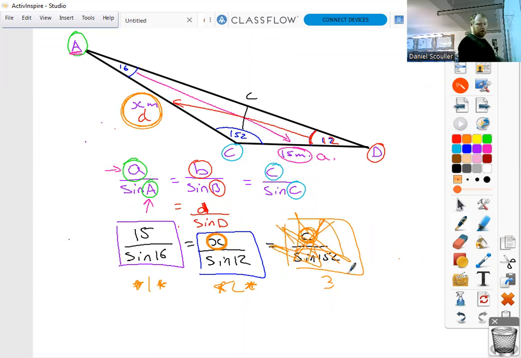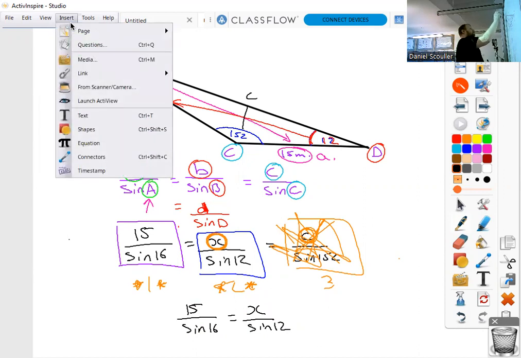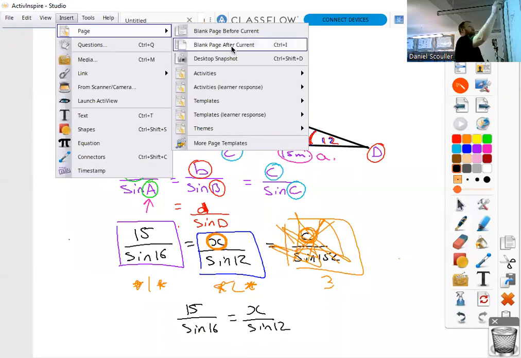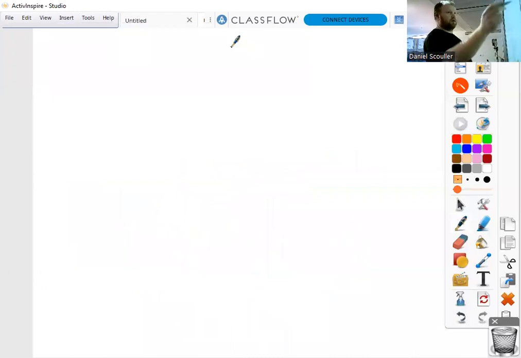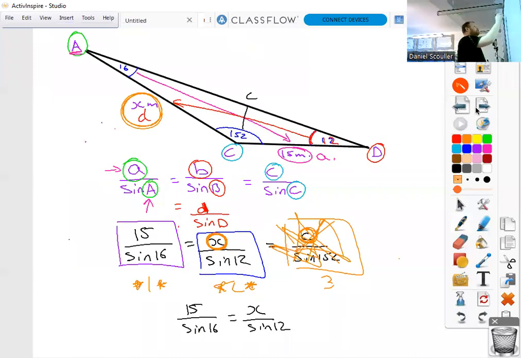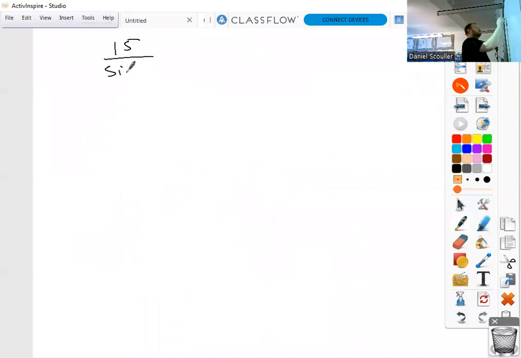We ignore part 3, and we can rewrite that then as 15 over sine 16 equals x over sine 12. And that's the equation we take forward. We take that forward by rearranging it. So 15 over sine 16 equals x over sine 12, and we're looking to find x.